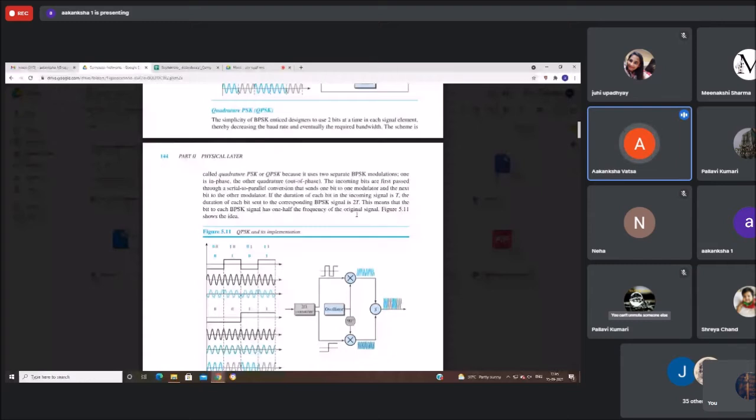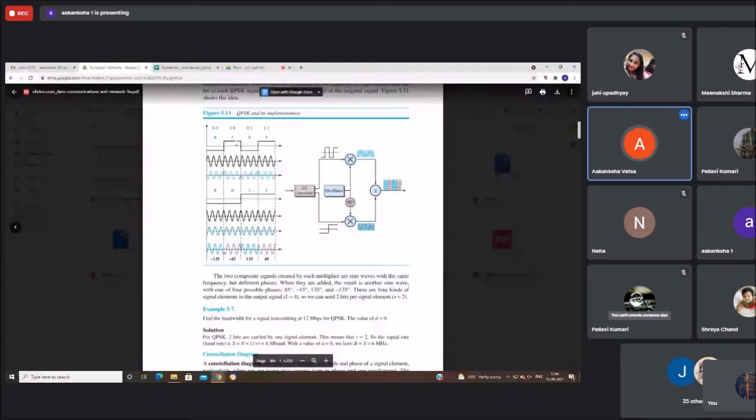Here you can see, if the duration of each bit in the incoming signal is T, the duration of each bit sent to the corresponding BPSK is 2T. So this means that the bit to each BPSK signal has 1/2 of the frequency of the original signal. Now it represents this idea. You can see when we were earlier sending 0, 1, 0, 1, this was my data which was to be sent earlier. So this was the normal signal.